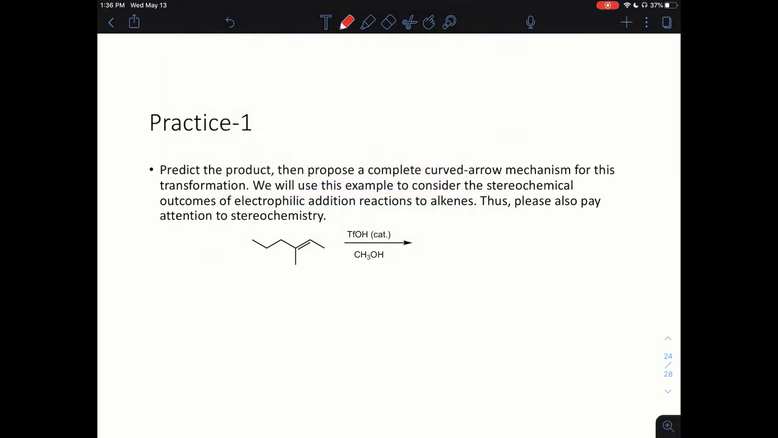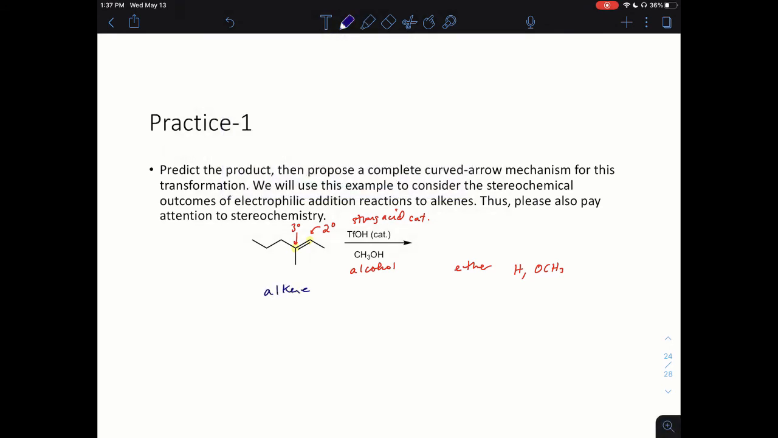Welcome back. So we have these 2 carbons of the alkene, and let's just label them. So this one is secondary, this one is tertiary. We can see we have a strong acid catalyst and an alcohol. So that tells me the product is going to be an ether. We'll have added H and then OCH3 across those 2 carbons of the alkene.